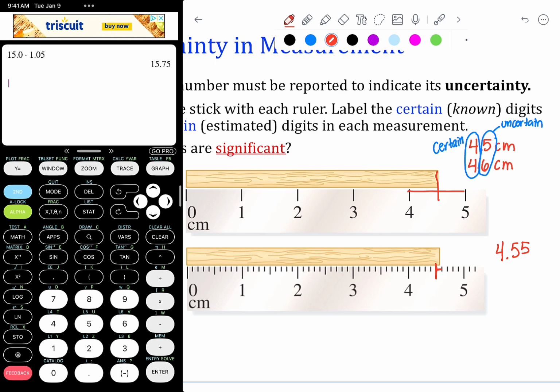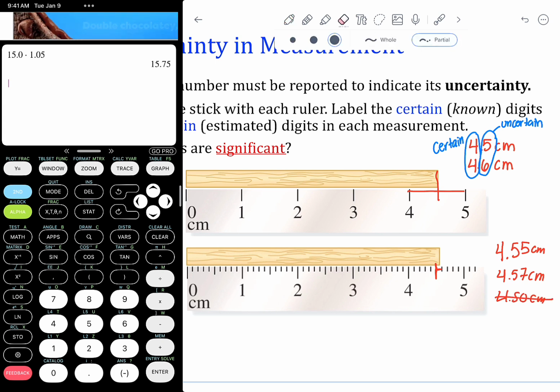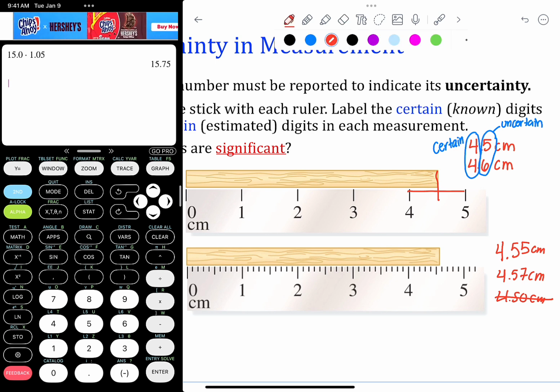4.55 centimeters? Maybe it's 4.57 centimeters. If it was perfectly on the line, maybe it would be 4.50 centimeters. That's unlikely since we know that it's not perfectly on the line here. I'll erase that to show it a little bit clearer.